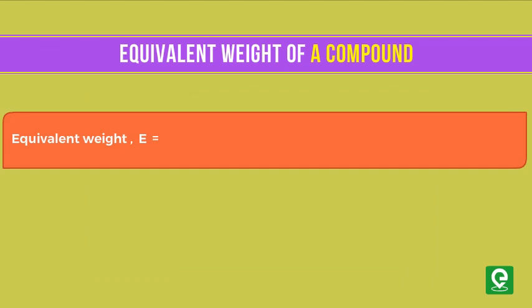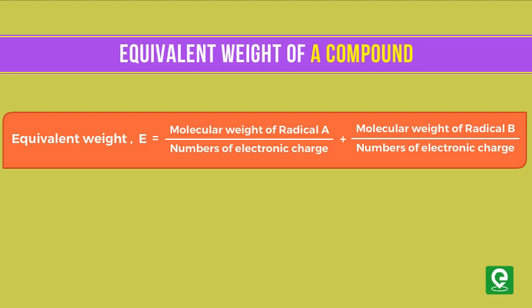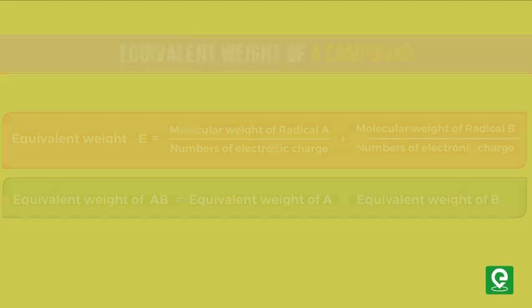In case of a compound AB formed by two radicals, say A and B, we can modify the formula of equivalent weight as molecular weight of radical A divided by number of electronic charge on A plus molecular weight of radical B divided by the number of electronic charge on B, which means that the equivalent weight of AB can be written as equivalent weight of A plus equivalent weight of B.